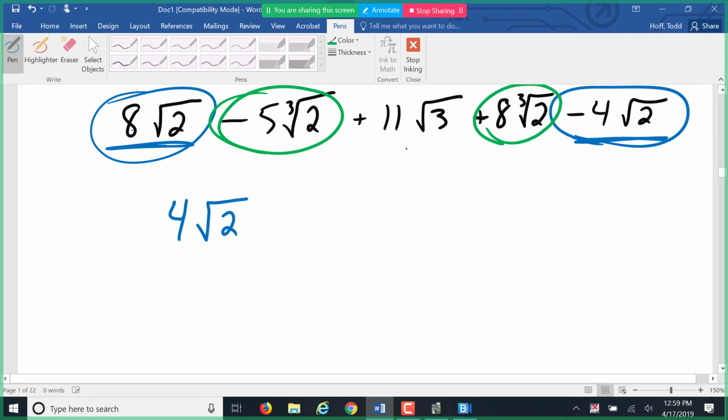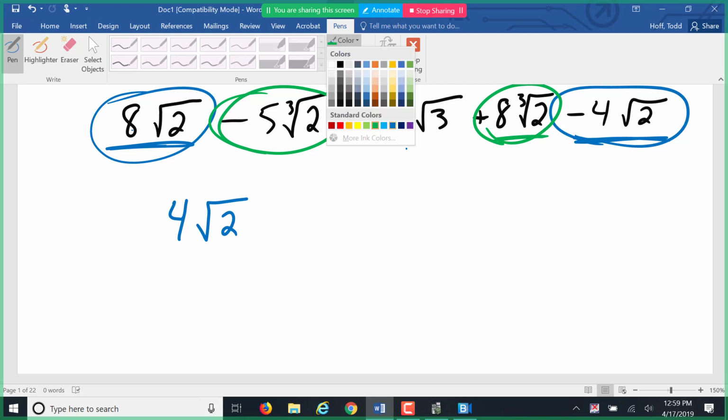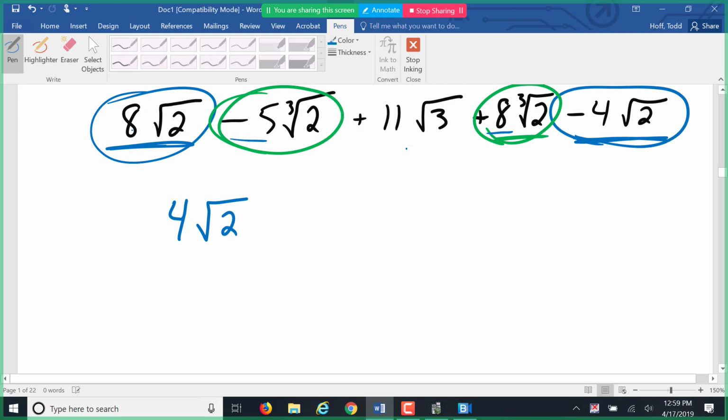Yeah, that's the third root of 2. We have another third root of 2 over here. So negative 5 and positive 8 make positive 3. We combine those, and we keep the same name, the third root of 2. And of course, nothing to combine with 11 times the square root of 3.